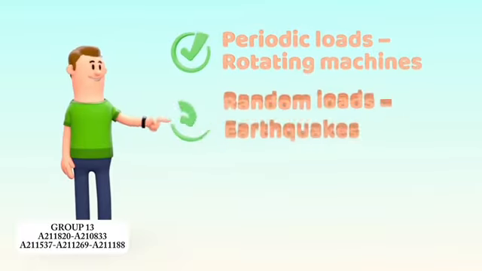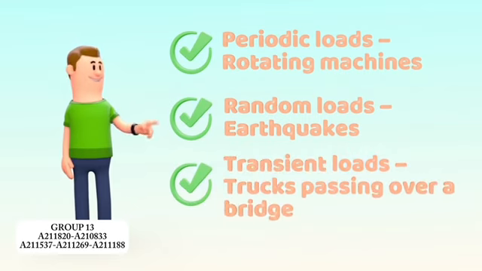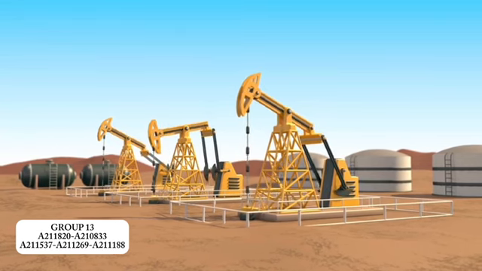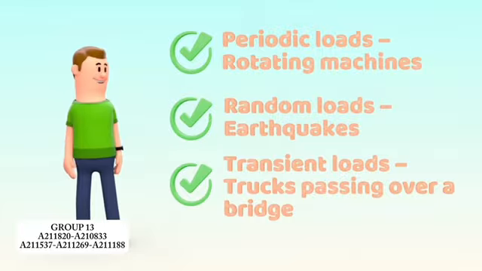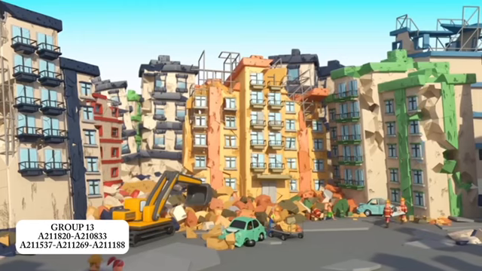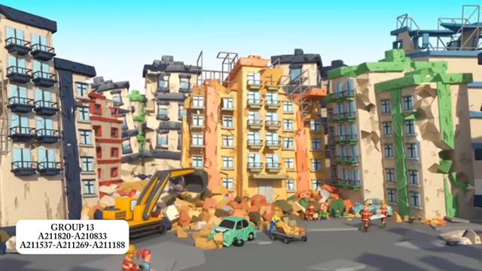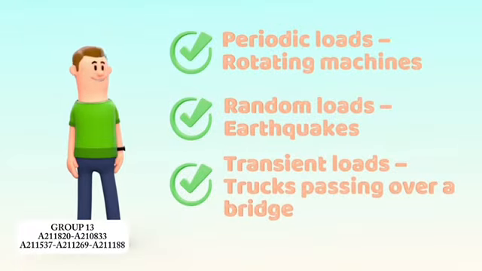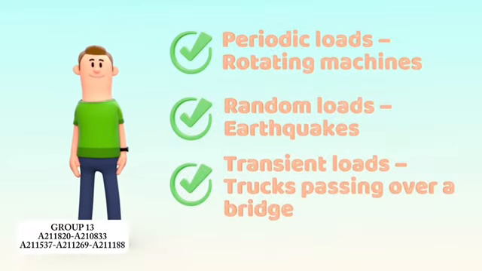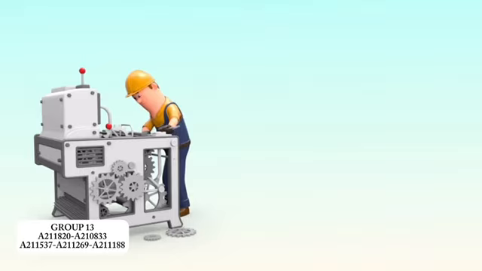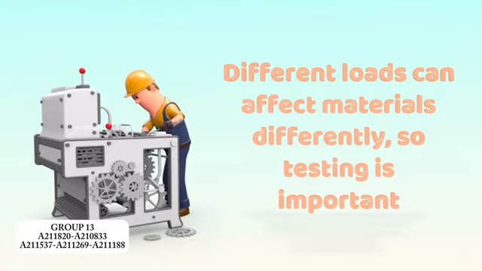Dynamic loads include periodic loads like rotating machines, random loads such as earthquakes, and transient loads, which are short impulse loads like trucks passing over a bridge. Different loads can affect materials differently, so testing is important.